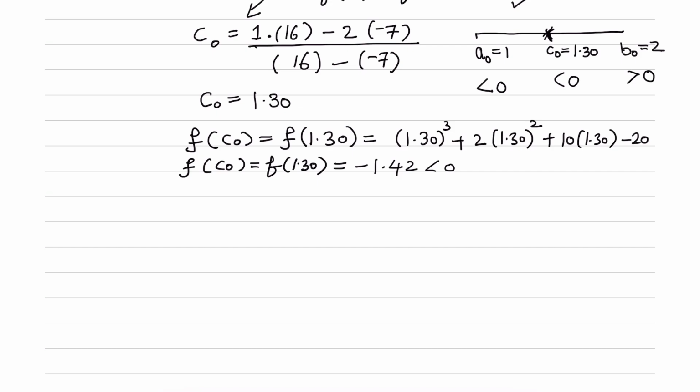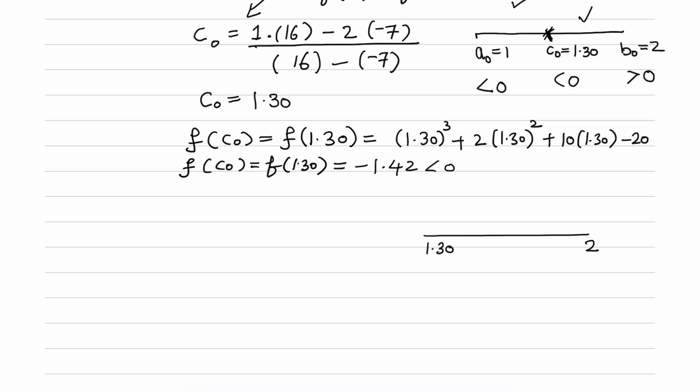Now please see this. A naught, C naught have the same signs, less than 0, less than 0. But C naught, B naught have the opposite signs in this interval. So we will copy the second part of the interval, which is this one. Here on the right hand side, we are copying C naught, B naught, but we will not copy the notation C naught, B naught. We'll copy 1.30 on one end, and on another end we have 2, because this part of the interval is the right one.